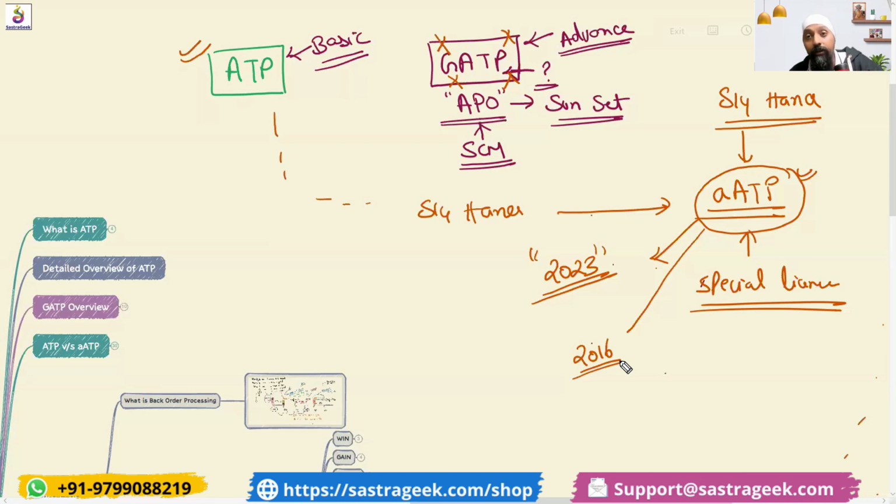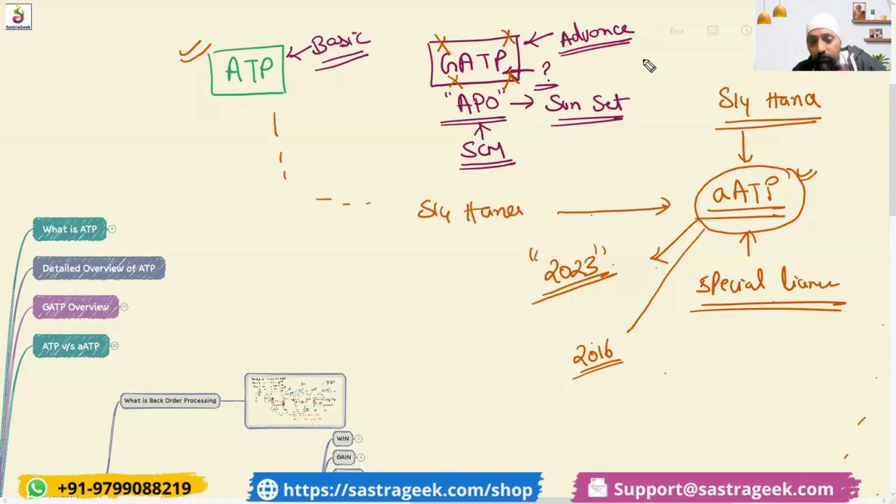SAP is not calling it that now, but SAP will call it in another 5 to 6 years that aATP is a replacement of GATP. Because in 2016-17, aATP did not have the functionality which GATP offers. GATP offers so many different functionalities, like checking availability across the globe. That functionality was not there in aATP in 2016, but it was introduced in 2020. Now you can say that aATP is a tool which you can call a successor of GATP, Global Available to Promise.